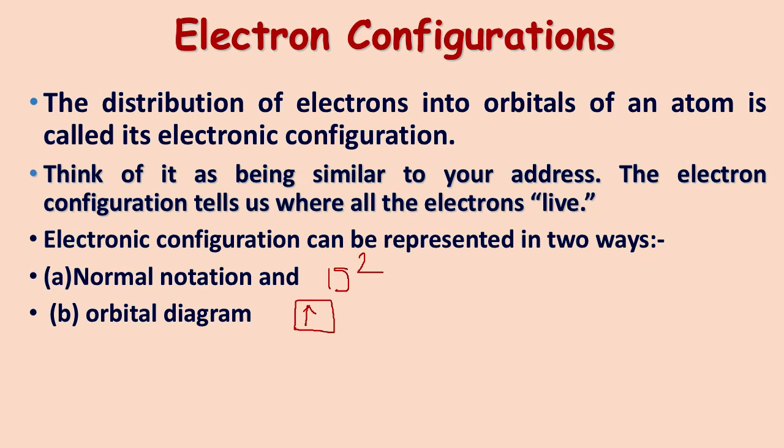The distribution of electrons into orbitals of an atom is called its electronic configuration. Think of it as being similar to your address. The electronic configuration tells us where all the electrons live. Electronic configuration can be represented in two ways: normal notations like 1s2, 2s2, 2p6, and orbital diagrams, forming boxes and showing arrows as the electrons.